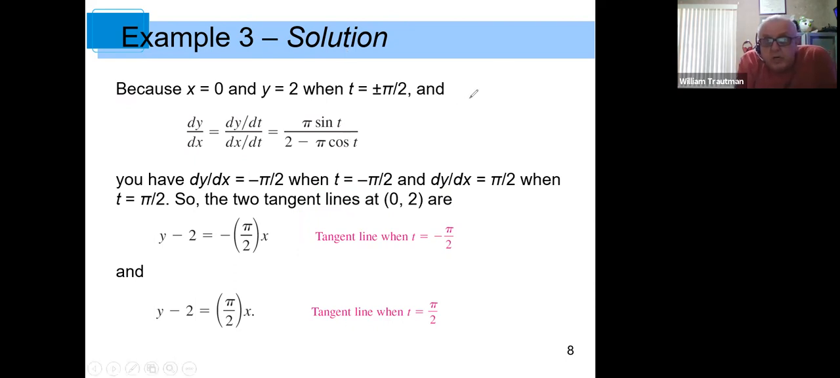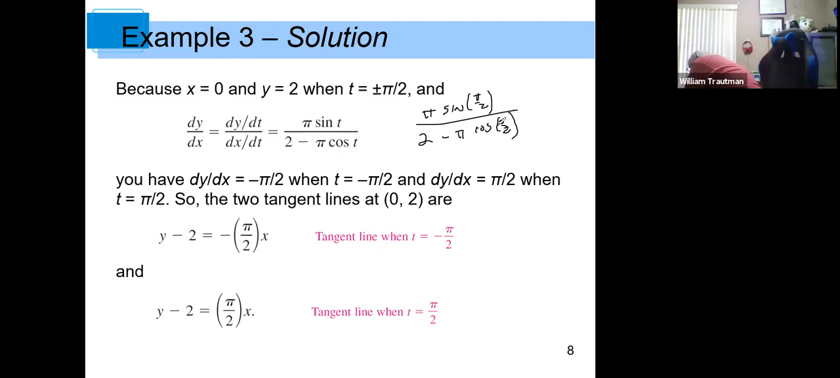And don't forget, it's dy over dx. There's the dy, there's the dx. And we're plugging pi over 2 into these for one equation. We want to find a slope for one equation, and it's at time pi over 2, but the other one is negative pi over 2. So let's just plug in pi over 2 first. I have pi, then sine pi over 2 minus pi cosine pi over 2. Let's break out your unit circle. I broke mine out somewhere.